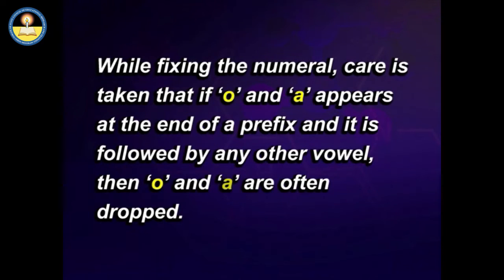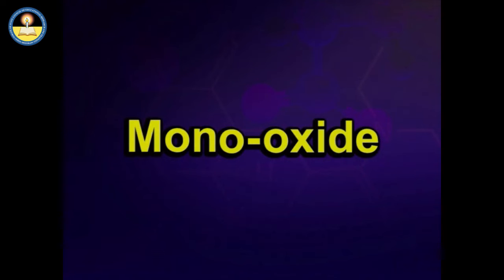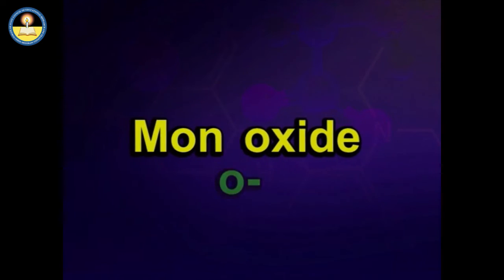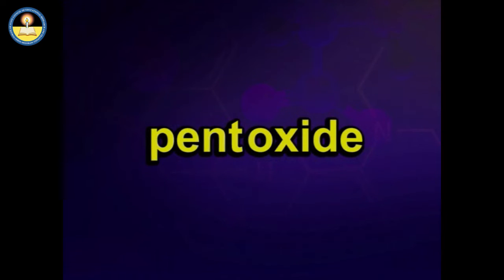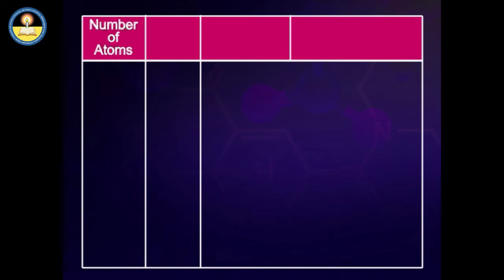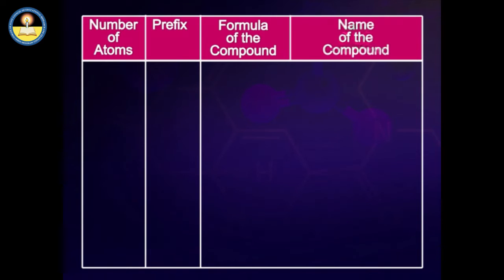Let us take an example. Monooxide is written as monoxide after dropping the O. Pentaoxide is written as pentoxide after dropping the A, etc. We see on the screen the number of atoms, prefix, formula of the compound, and name of the compound.